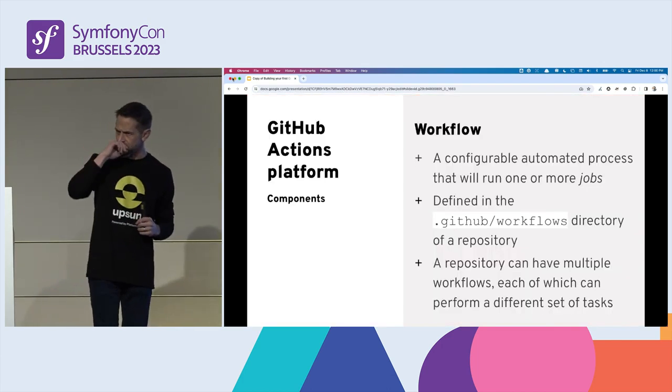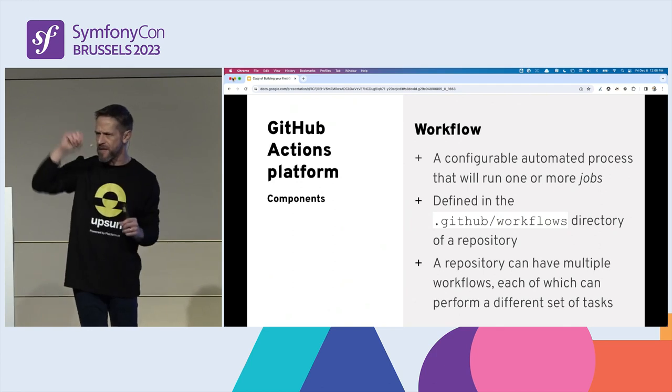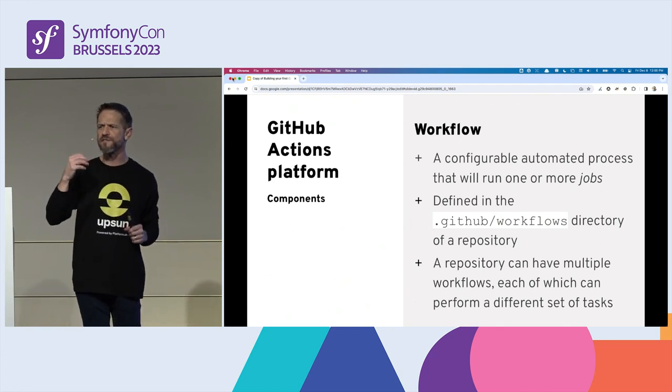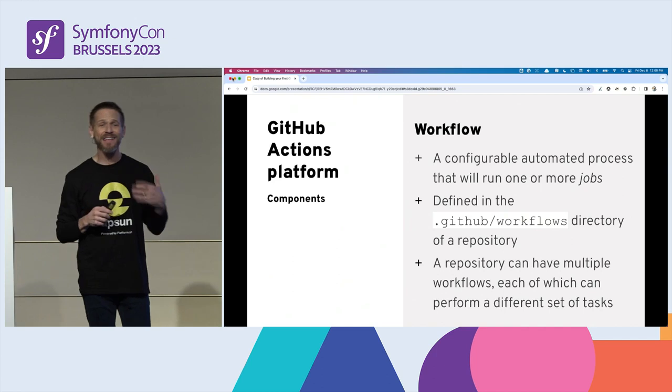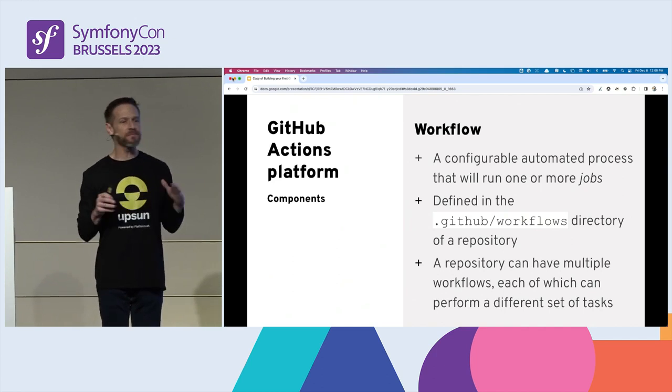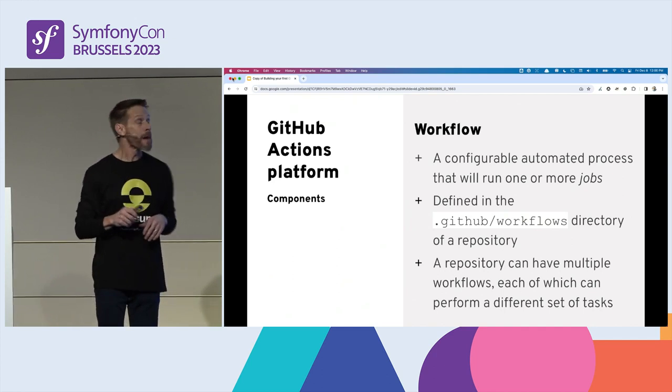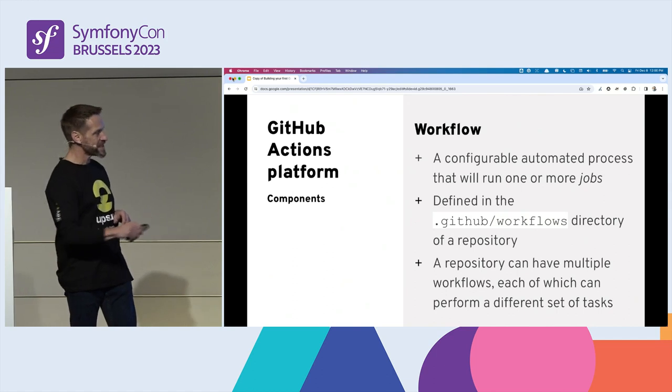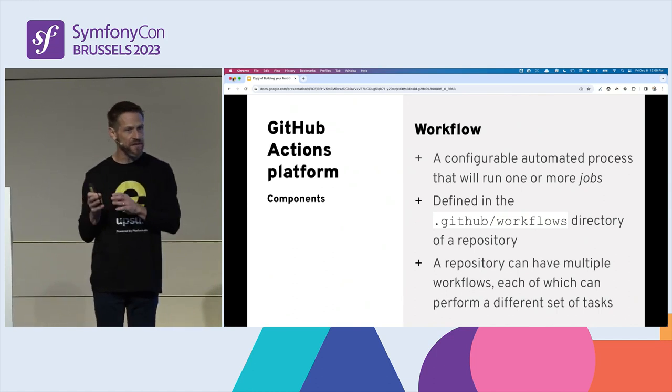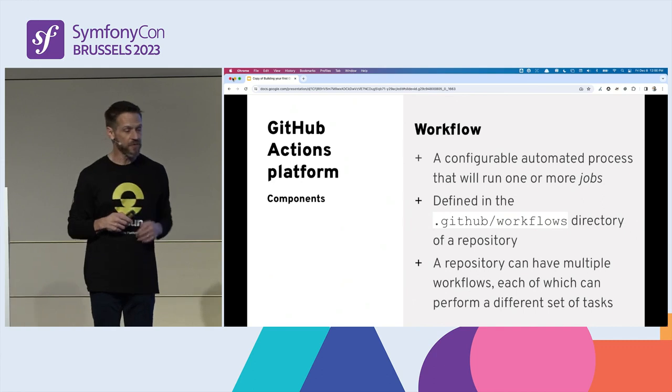So the workflow, I mentioned that. The workflow itself is the automation. We configure it in what is called a workflow file. A workflow file has to be a YAML file. Its name does not matter. It just has to be a YAML file, but it does have to be contained inside of a .github/workflows directory at the root of your repository.